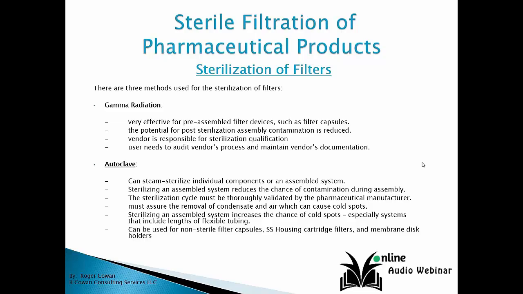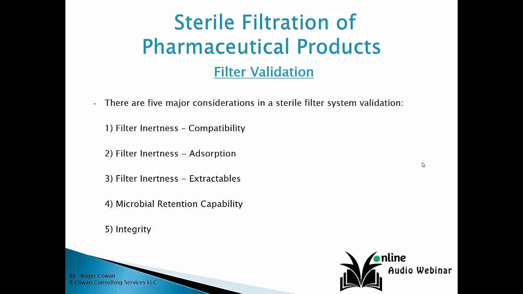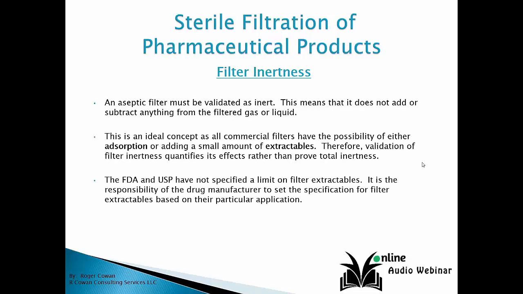How about sterilization of filters? Well, there are three major methods used to sterilize filters: gamma radiation, autoclave, and steam in place. Steam in place is a method that's most effective with assembled stainless steel systems. When you're validating a sterile filter system, there are five major considerations: filter inertness, compatibility, absorption, extractables, but also microbial retention capability and integrity.